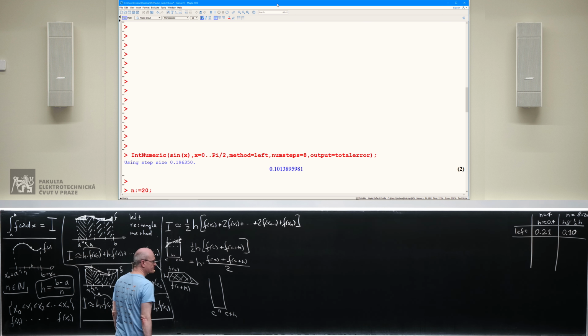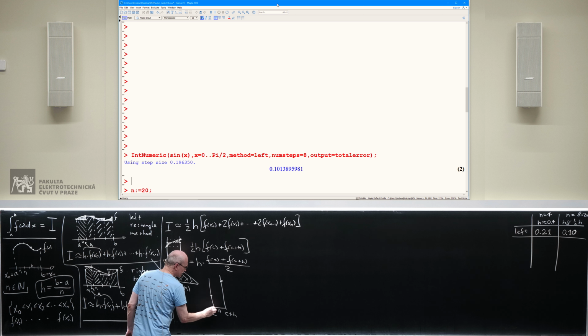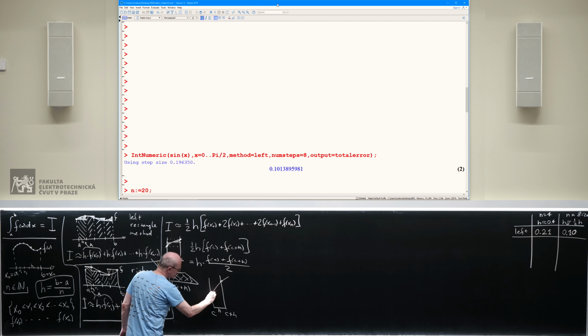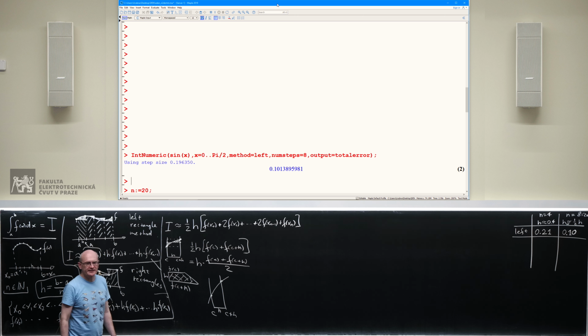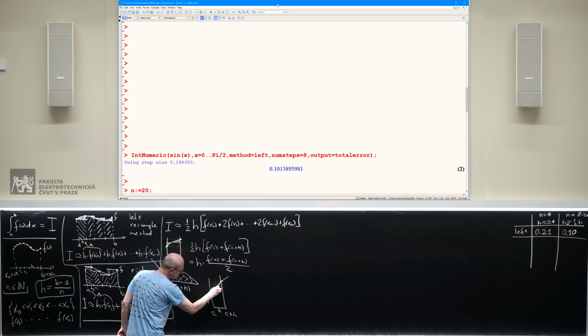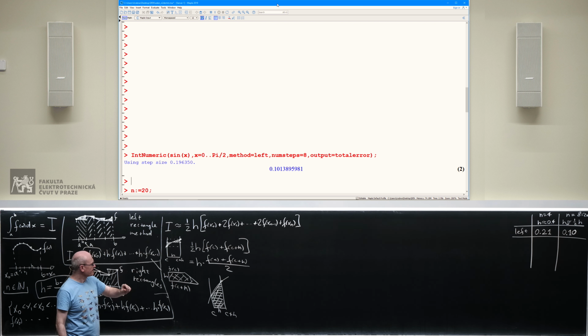The width is H. I have two values that I'm interested in. These are my data. There is a function passing through. And I'm actually, instead of integrating, calculating the area of a trapezoid. So I'm connecting these two with a straight line and taking this as my approximation. And I'm doing this in a specific panel.